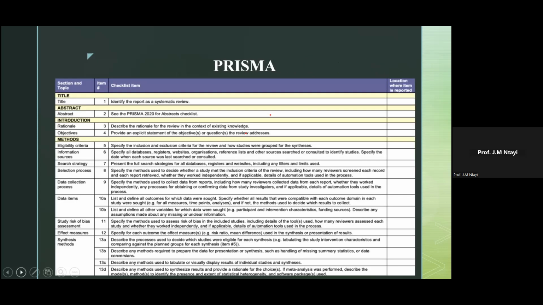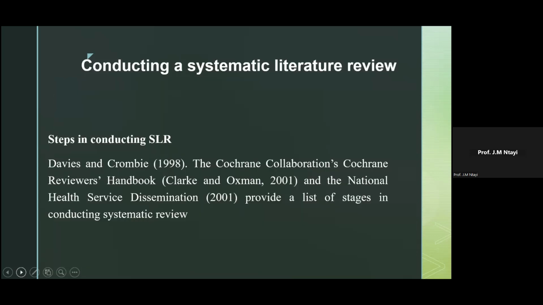And when we talk about the Prisma, this is just a sample of what a Prisma guideline provides. And it gives you what must exist in your systematic literature review. But of course, this is not for now. This will come handy when you're beginning to do a write-up of your systematic literature review paper. Now, this is exactly what professors just covered.